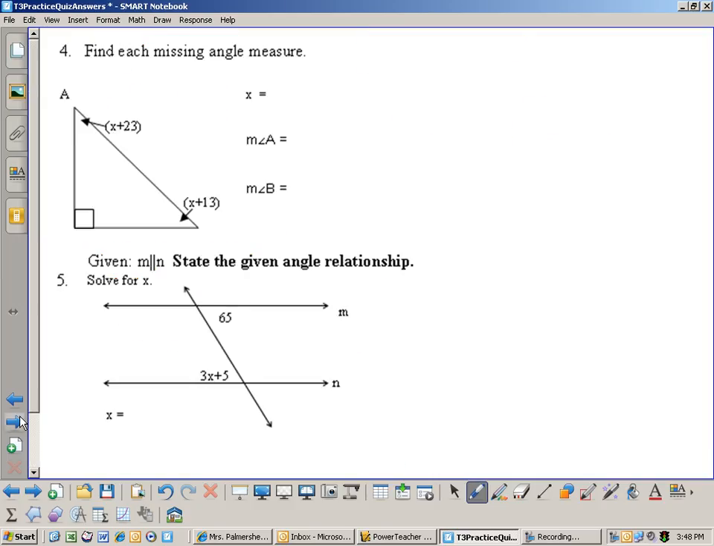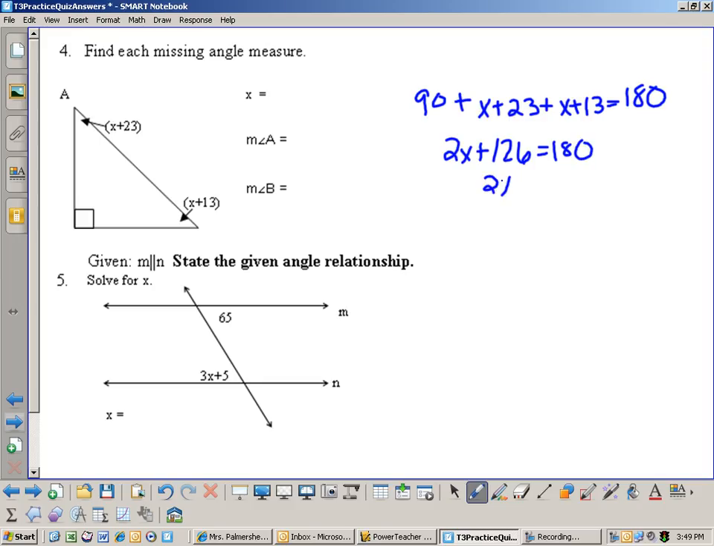So number 4, what we want to remember about a triangle is that there's 180 degrees in every single triangle. So we're just going to go ahead and say, okay, 90 plus x plus 23 plus x plus 13 equals 180. Combine our like terms. So we have 2x plus 126 equals 180. 2x equals 54. So x equals 27.